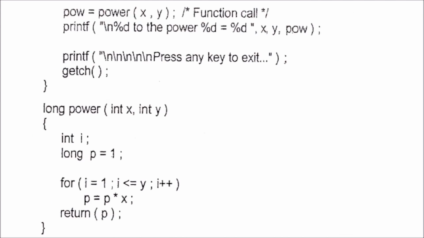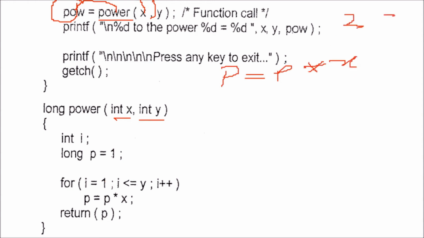Now we just call this function power and pass the values x and y. We are passing the values here and now we print out the value returned by power. Now this loop goes from 1 to y. What we are trying to do here is p is equal to p into x. We have taken x as 2 and y as 3, so we want to find 2 to the power 3. Initially p is 1. So it goes from 1 to y, that is, it will go from 1 to 3.